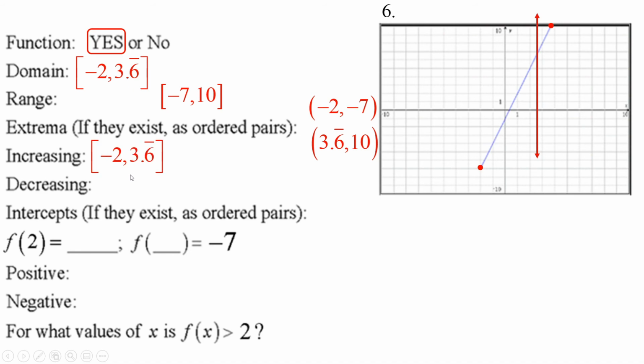-2 to 3.6 repeating. And it is never decreasing, so that would be decreasing in the empty set. There you go. I love the empty set. And the intercepts. Okay, well, I see an x-intercept and a y-intercept. So let's write those as ordered pairs.